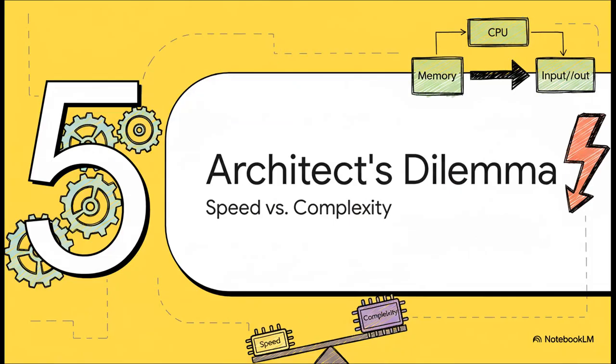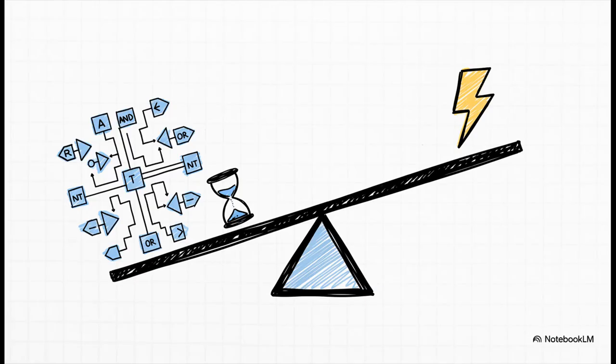Now, building circuits out of these gates leads us straight into a central, inescapable conflict in computer design. It's this constant balancing act that engineers are always fighting, the architect's dilemma between speed and complexity. Here's the basic principle. Every time a signal has to pass through a logic gate, it adds a tiny delay. You could think of each gate like a toll booth on a highway. So, if you want to build a circuit to do something really complex, it needs more gates, which means more toll booths.